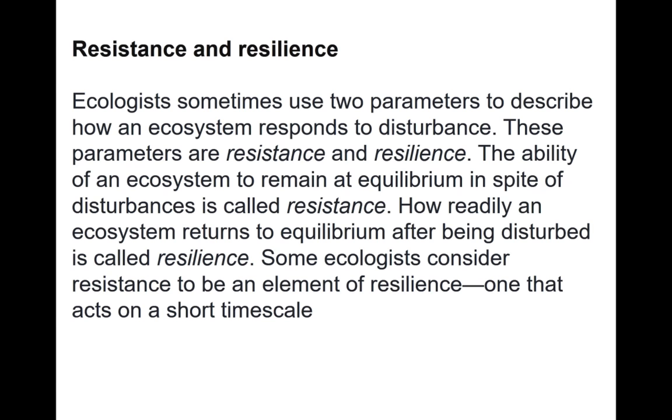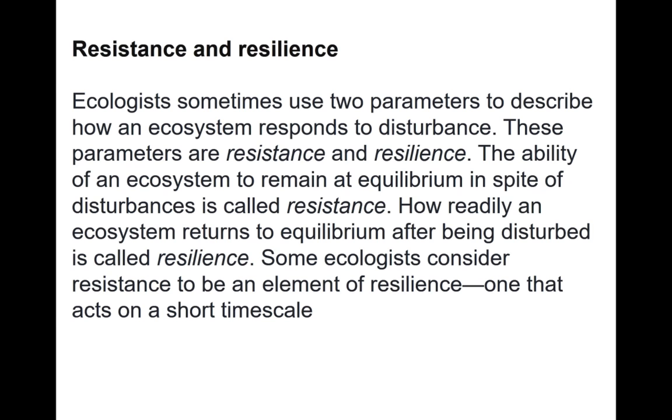Ecologists sometimes use two parameters to discuss how an ecosystem responds to a disturbance. These parameters are resistance and resilience. The ability of an ecosystem to remain at equilibrium in spite of disturbance is called resistance. How readily an ecosystem returns to equilibrium after being disturbed is called resilience. Some ecologists consider resistance to be an element of resilience. One acts on the short time scale.